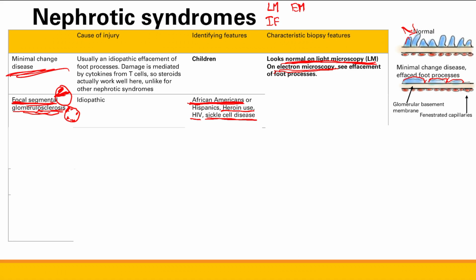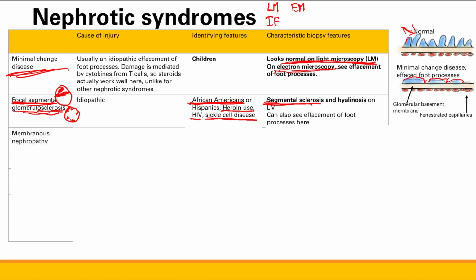Next, on biopsy, kind of easy. You're going to see segmental sclerosis and hyalinosis. So you already know from the name, segmental sclerosis and hyalinosis on light microscopy. I want to add that you can also see effacement of foot processes here, like you would in minimal change disease. Next is membranous nephropathy.